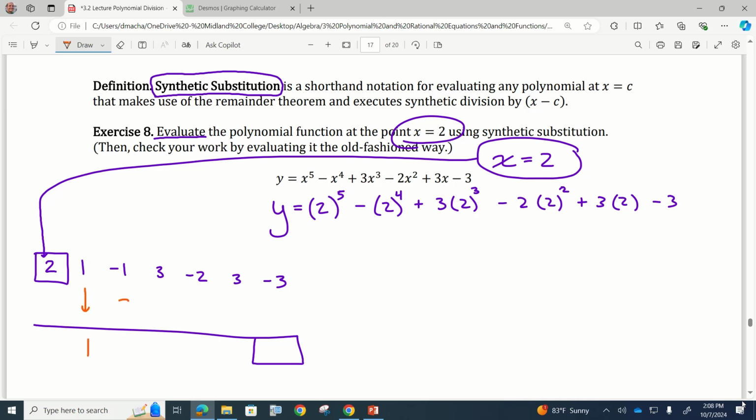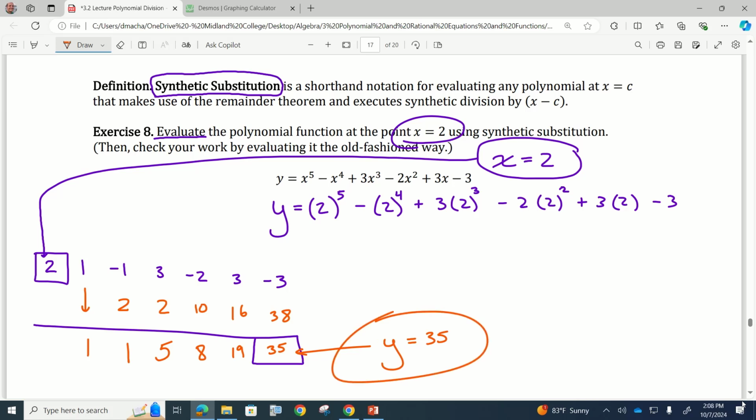1 times 2 is 2, plus negative 1 is 1, times 2 is 2, plus 3 is 5, times 2 is 10, plus negative 2 is 8, times 2 is 16, plus 3 is 19, times 2 is 38, plus negative 3 is 35. And now, my answer for evaluating the function is y equals 35. It's whatever ends up in that box.